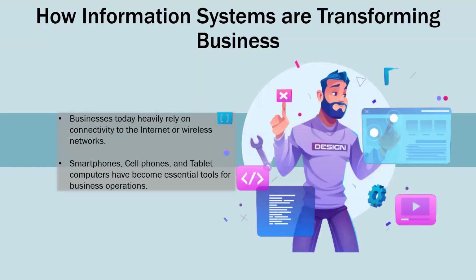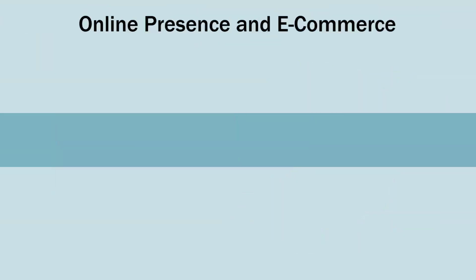So basically, businesses today heavily rely on connectivity to the internet and wireless networks. I think most of you can attest that when you are working at your respective organizations, most of the time, whatever you are doing, you are using the internet. You are using your laptop. You might not be using your laptop, but you might be using a gadget somewhere. So it can be a tablet. Smartphones, cell phones, tablets, computers, they have become essential tools for business operation.